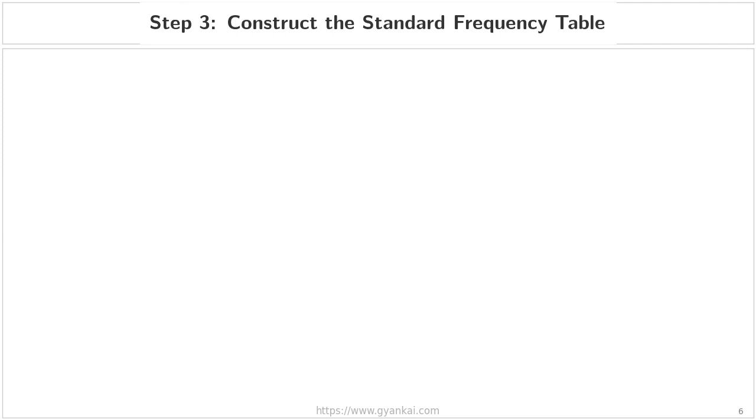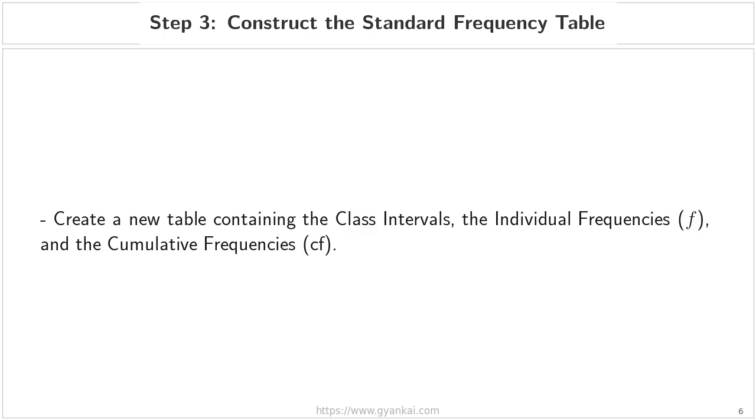Step 3. Construct the standard frequency table. Now that we have understood how to find the individual frequencies in the previous step, we need to organize all our hard work. For step 3, you are going to construct a brand new, standard frequency table. This table should be clearly laid out with 3 essential columns. First, your newly determined class intervals. Second, the individual frequencies, which we denote as lowercase f. And third, the cumulative frequencies, which we denote as lowercase cf. Having this organized table is crucial because it serves as the foundation for the next step, where we will identify the median class and apply our formula.